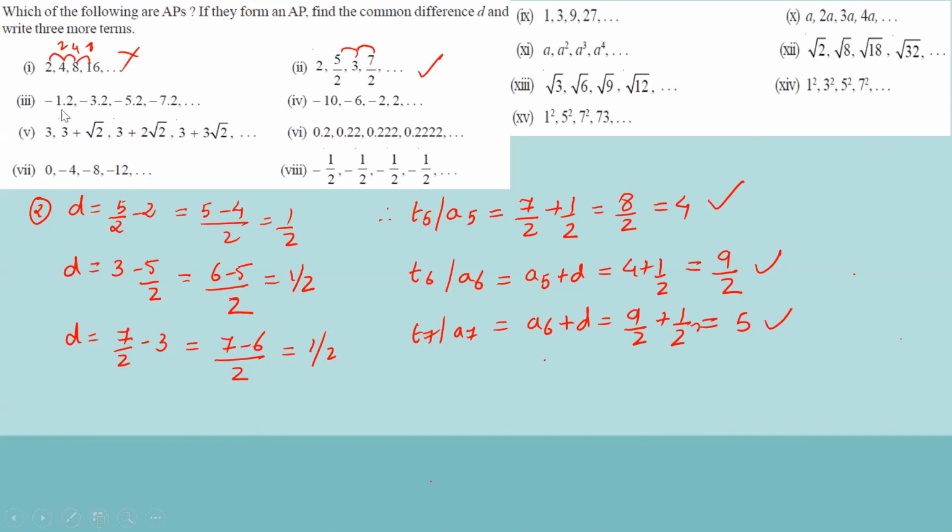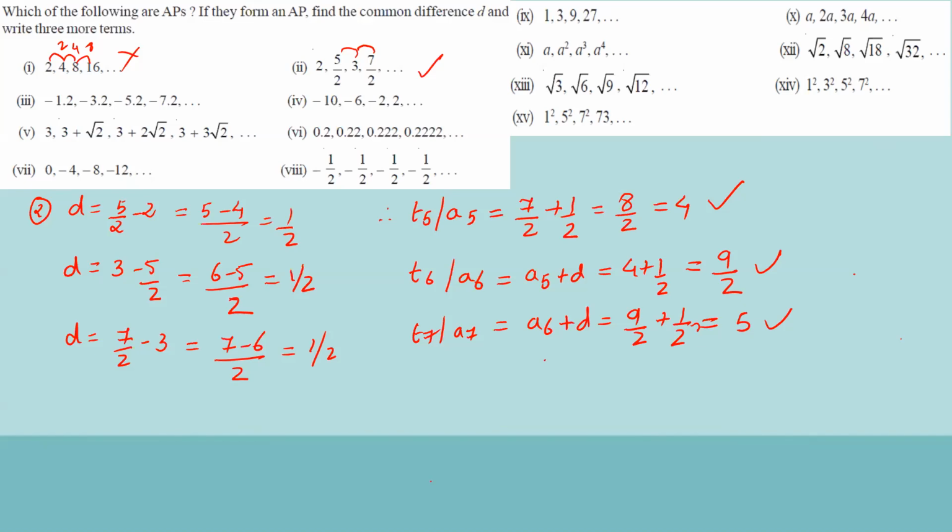Third one: minus 1.2, minus 3.2, so 2 is the difference. Minus 2, 5 minus 5.2, minus of minus 3. So minus 2 again, minus 2. Yes, it forms an AP, and the common difference for the third one is minus 2.